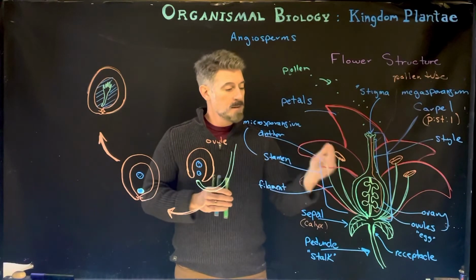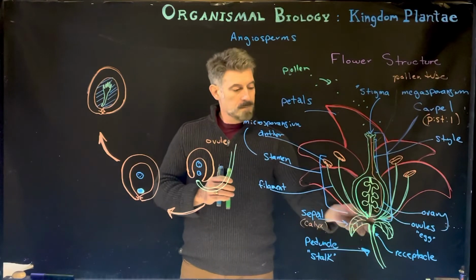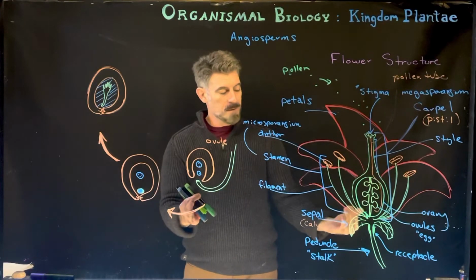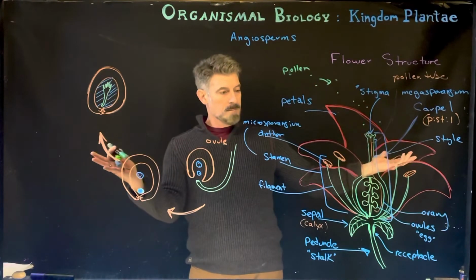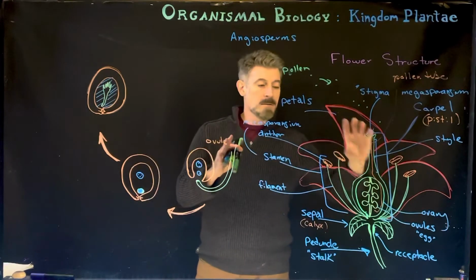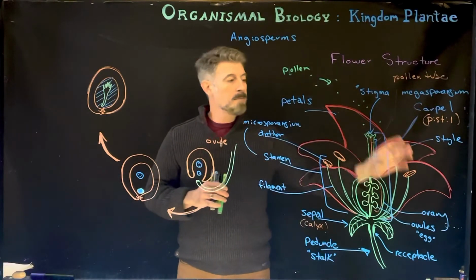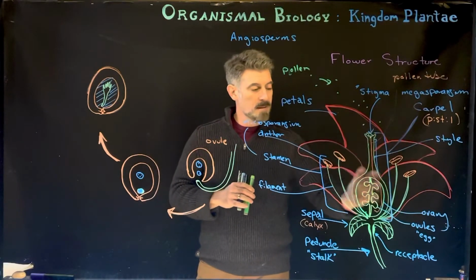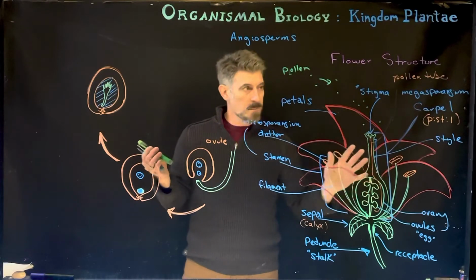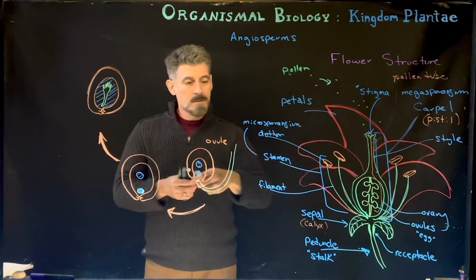All right, so starting off at the base, our peduncle, receptacle, the sepals, and then the petals. And then you have the male part, the stamen, and then the female part, the carpel. The stamen has the anther and filament, and the carpel has the stigma, style, ovary, and ovules. That's pretty much it. Now, what's going on here is we started to introduce the idea.